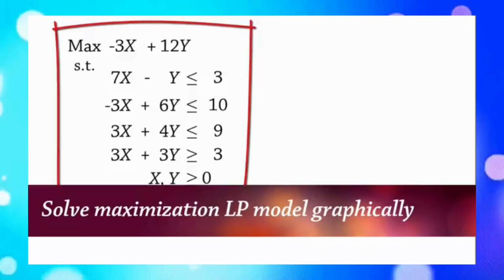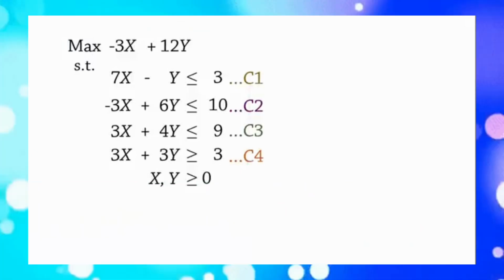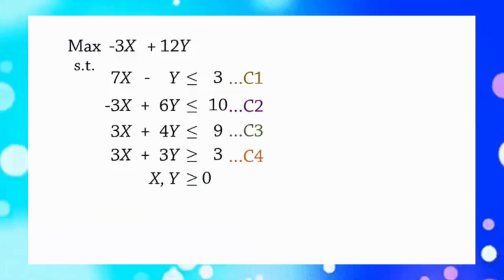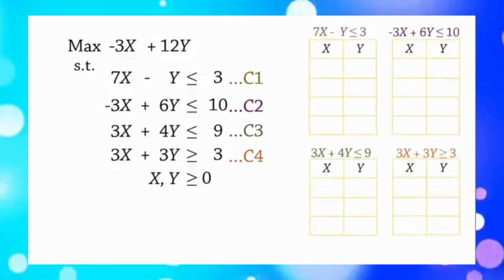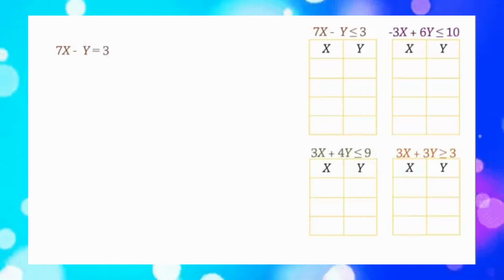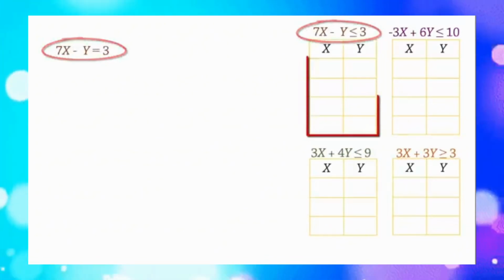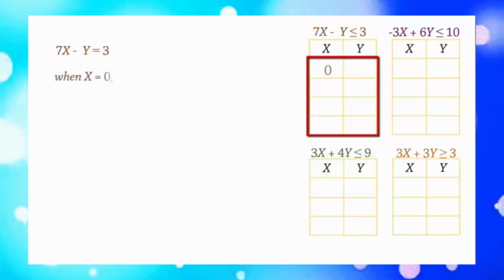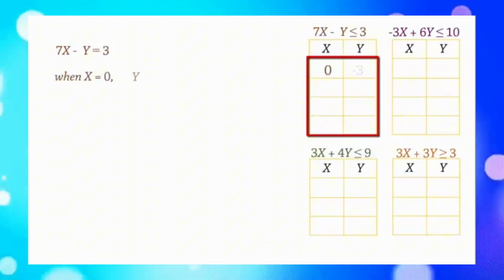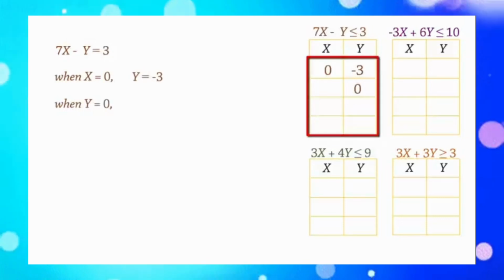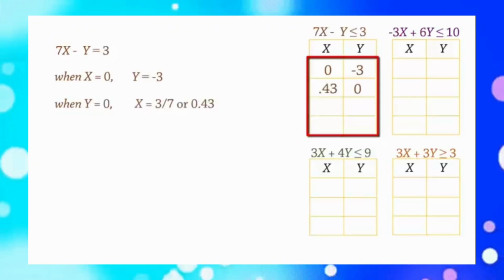Let's label the constraints C1 to C4 for reference purposes. Let's start by setting up tables to find the points. The line equation for constraint 1 is 7x minus y equals 3. So when x equals 0, y equals negative 3. And when y equals 0, x equals 0.43.